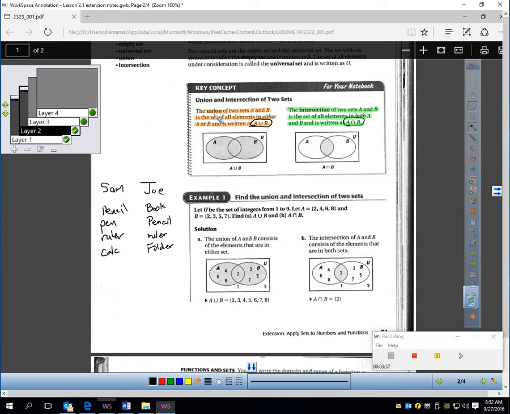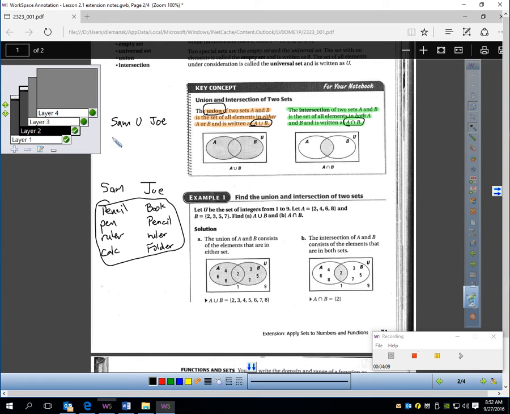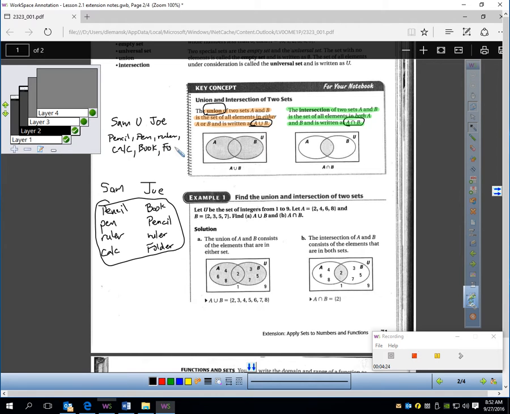Now, the union of these two sets would be combining all those things together. So here would be the union, I'll write it out. Sam union Joe would be that they both combined have a pencil, a pen, a ruler, a calculator, a book, and a folder. Union is combining everything they have together into one set. That's what this picture is trying to show.